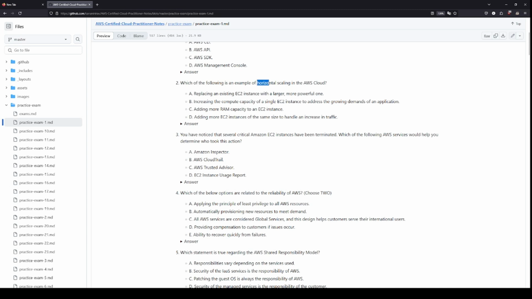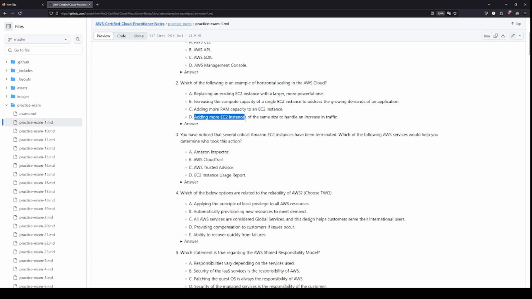So the whole point of horizontal scaling is to add more. It's not to make the singular one bigger. So let's look at B. Increasing the compute capacity of a single EC2 instance to address the growing demands of an application. Again, this isn't correct because you notice we're increasing a single EC2 instance, so we're bringing it upwards instead of creating more and taking them outwards. Look at C, adding more RAM capacity to an EC2 instance. This is the same reason why A and B are incorrect.